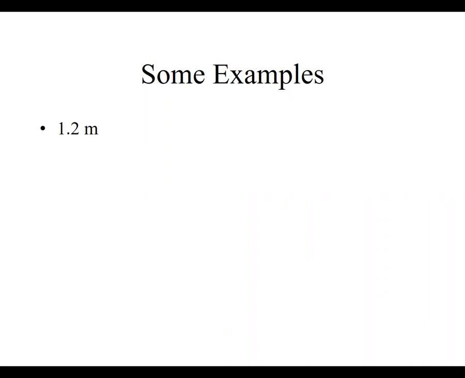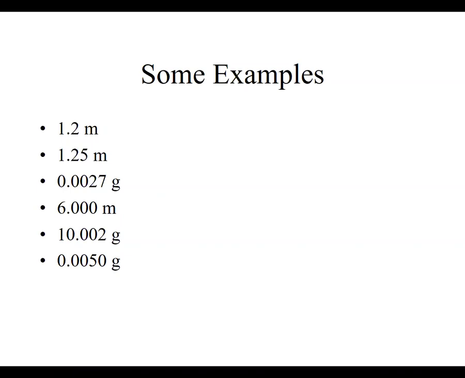1.2 meters, 1.25 meters. Then let's look at a mass measurement where you put something on the balance pan and it reads 0.0027 grams. Then a very precise length measurement, 6.000 meters. Then another mass measurement, 10.002 grams. Another mass measurement, 0.0050 grams.